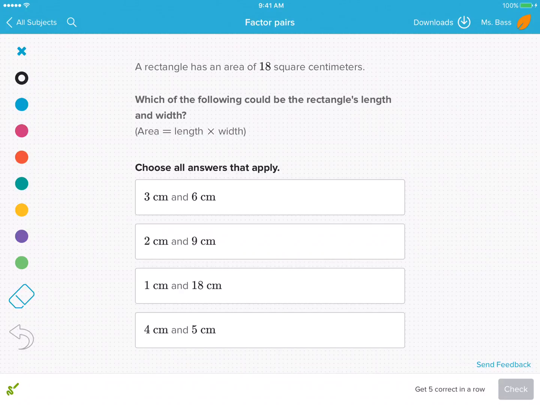Today we're going to be looking at factor pairs. And remember, a factor means what multiplies up to a number. So what numbers can we use?